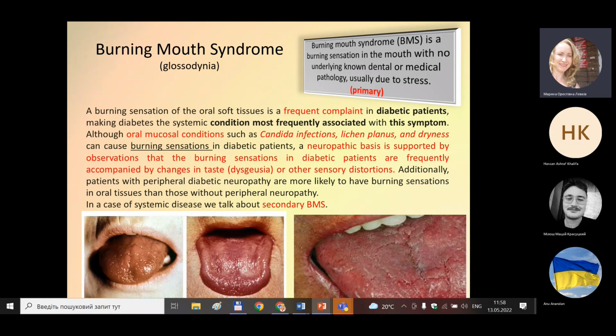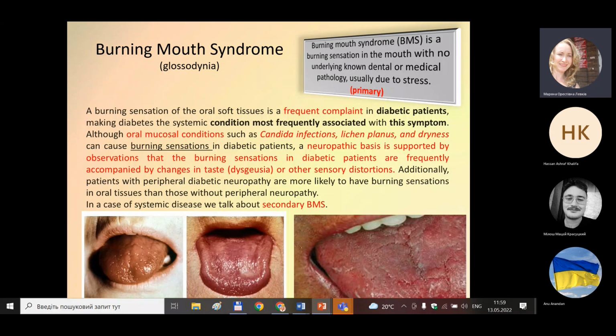That is primary. A burning sensation of the oral soft tissues is a frequent complaint in diabetic patients, making diabetes a systemic condition most frequently associated with this symptom. Although oral mucosal conditions such as candida infections, lichen planus, and dryness can cause burning sensation in diabetic patients.